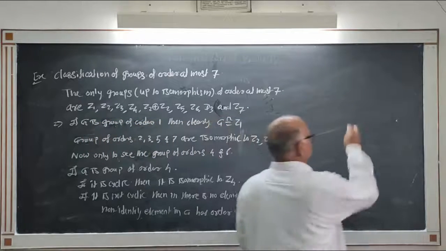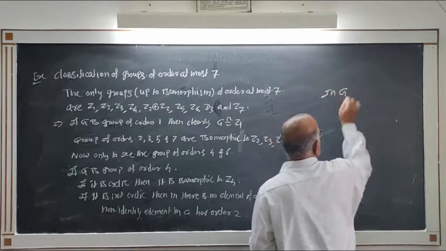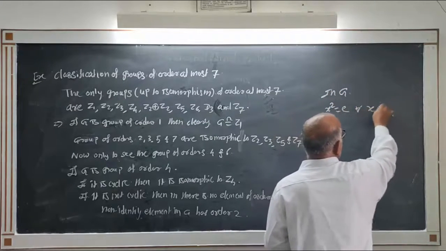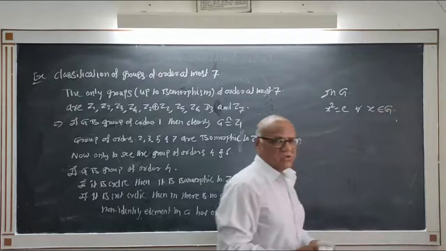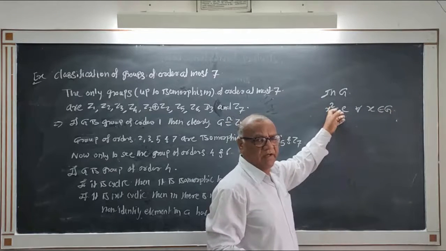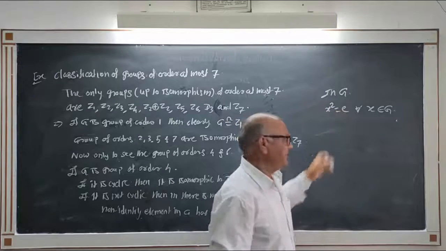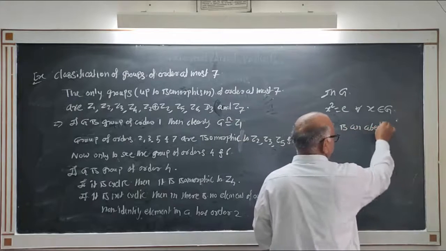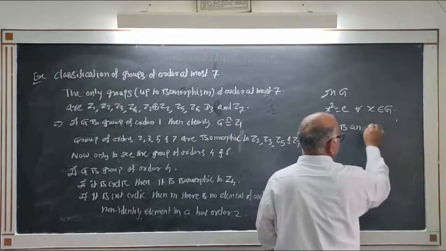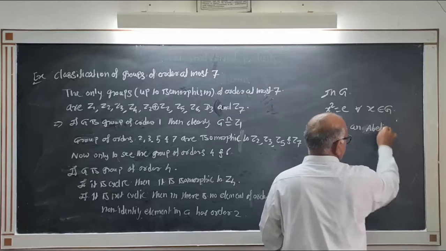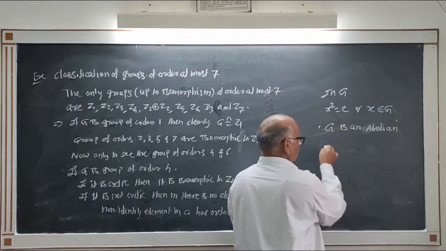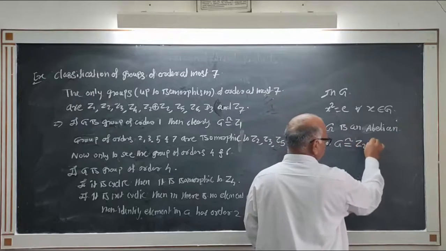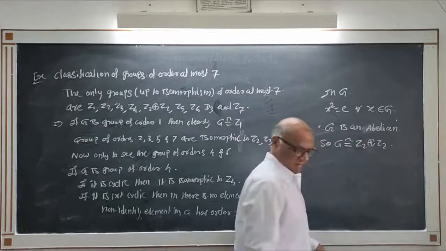That means in G, x squared is equal to E for all x belonging to G, so this condition is satisfied. So G is abelian, and therefore G is isomorphic to Z2 direct sum Z2.